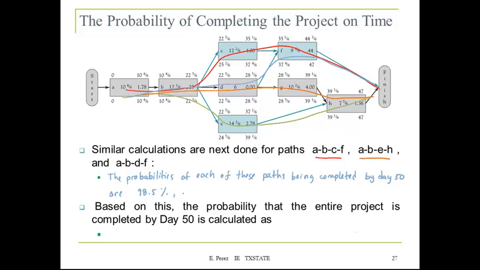98.5%, 97.8%, and virtually 100% for the last one, respectively.